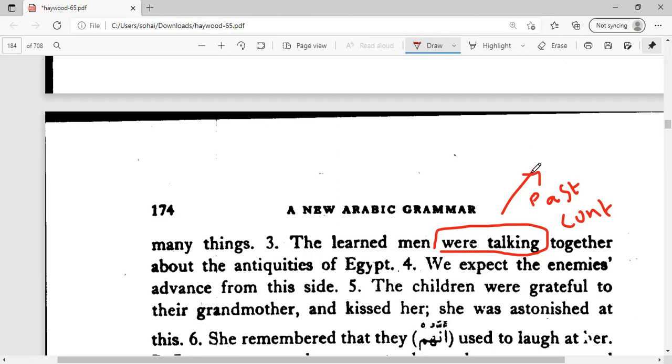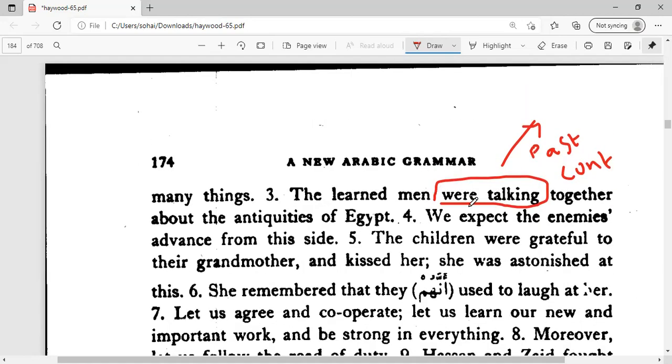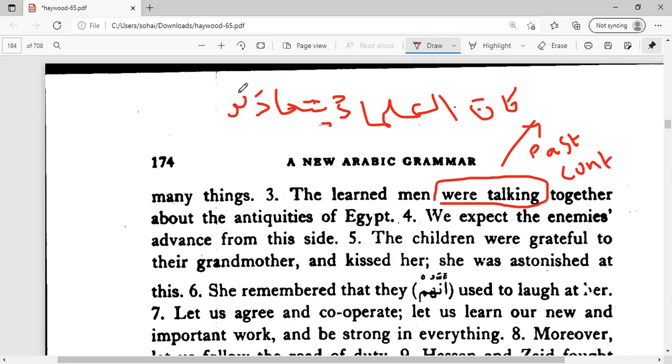Okay. Yes. So it's going to be kana singular, then al-ulama'u, the learned men. Kana al-ulama'u yatahadathuna an athari. It's not Misra with kasra because it is diptote.